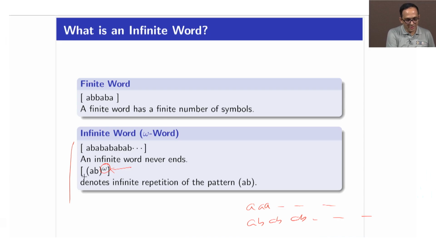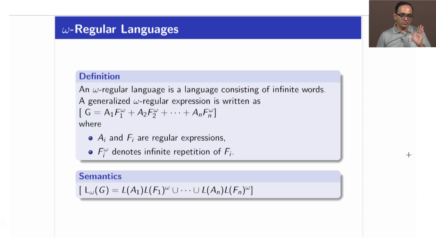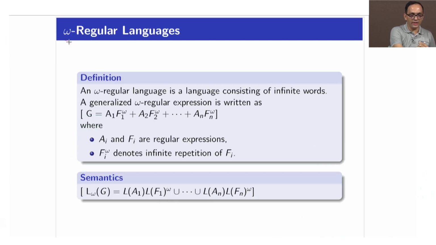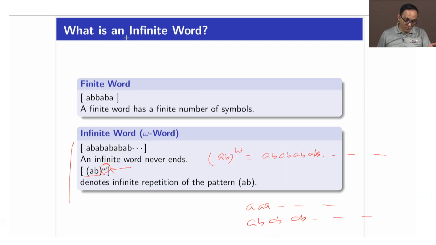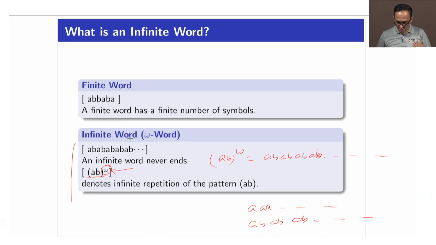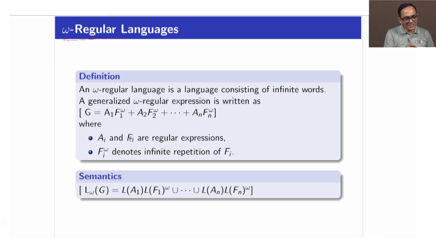So, for example, here I have written AB omega, it means an infinite occurrence of AB. It is basically AB, AB, AB, AB and so on. Similarly, the language corresponding to infinite words is called omega regular language, right. Earlier, the finite words formed regular languages, and infinite words are basically omega regular languages, and they consist of sets of finite words.